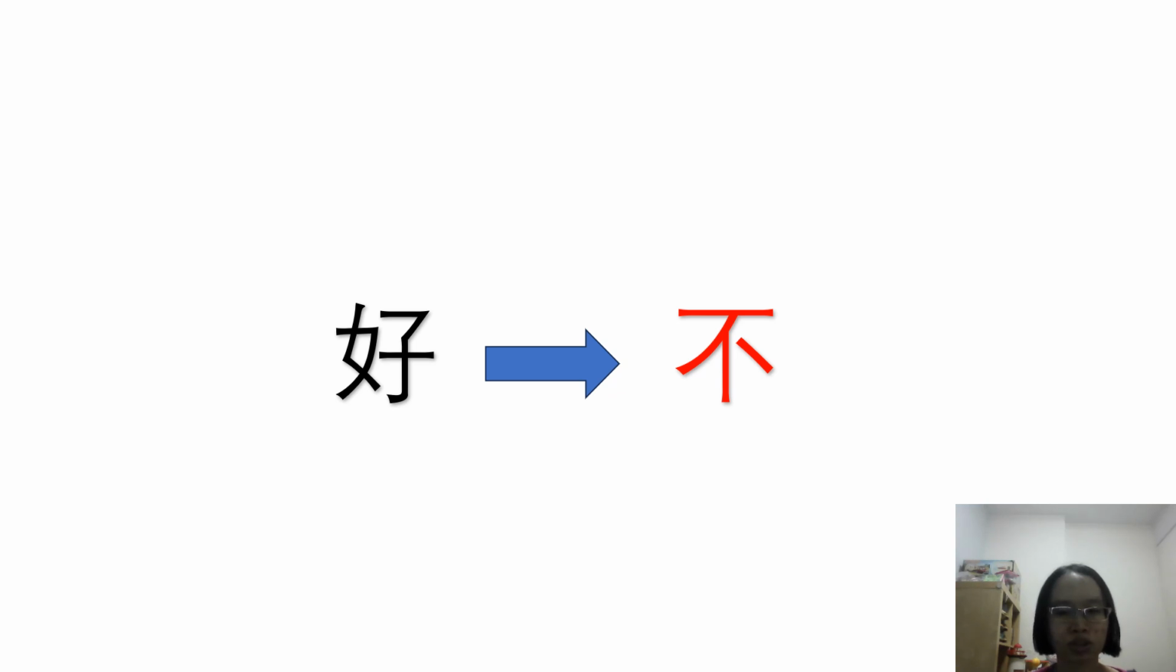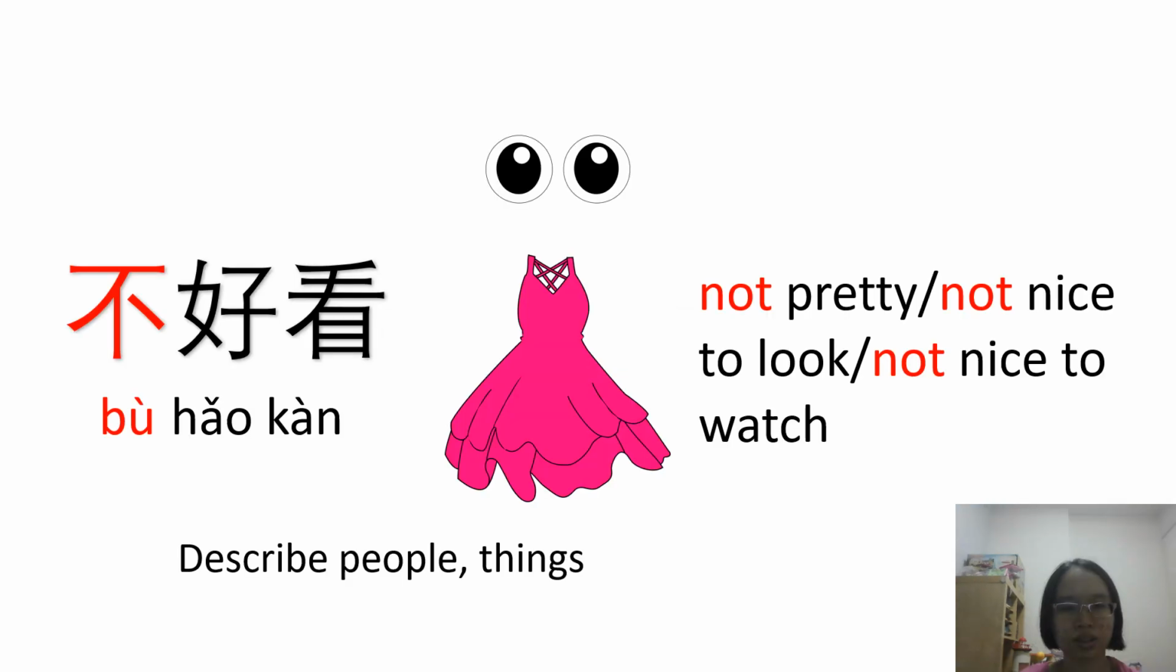不 means do not or not. Instead of 好看, so pretty, so nice to look, so nice to watch, so nice to read, when you add 不, it becomes 不好看, which means not pretty, not nice to look, not nice to watch, not nice to read.